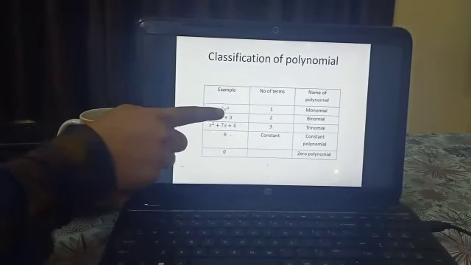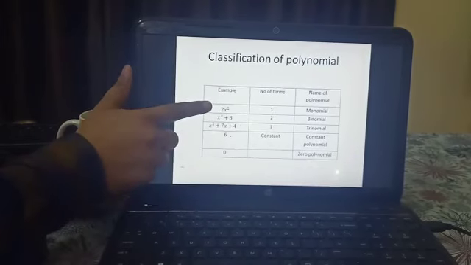So today we will learn a different topic, that is the classification of polynomials. As we have already discussed, a polynomial may consist of 1 term, 2 terms, 3 terms and so on. So today we will learn the classification of polynomials based on the number of terms. Let's look here. You can see the examples given in the table.